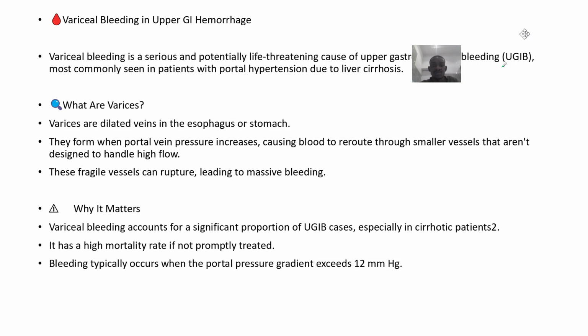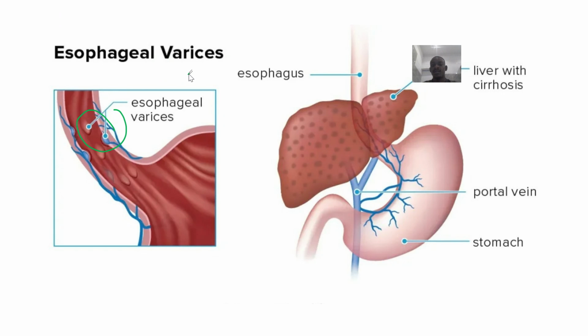So variceal bleeding, we say it's a serious, potentially life-threatening condition. All right, so it's a cause of upper gastrointestinal tract bleeding. It's mostly seen in patients with portal hypertension. Most of the time the patient has liver cirrhosis. You can see that the patient has liver cirrhosis, where there's inflammation of the liver and all of that. The hepatocytes are basically becoming dead and all of that.